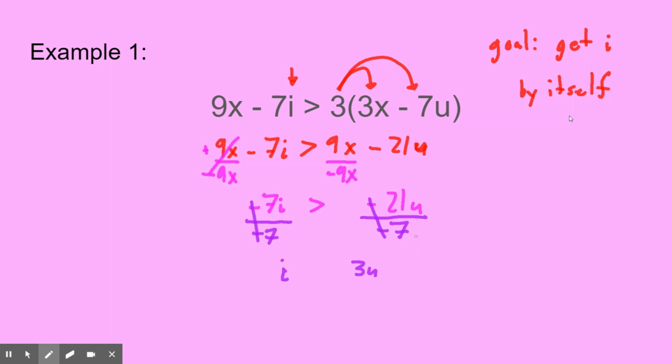The last tricky thing is that when you divide an inequality by a negative value, you actually have to switch the direction of your inequality. So this goes from being a greater than to a less than. And that means at the end, we of course get i is less than 3u.